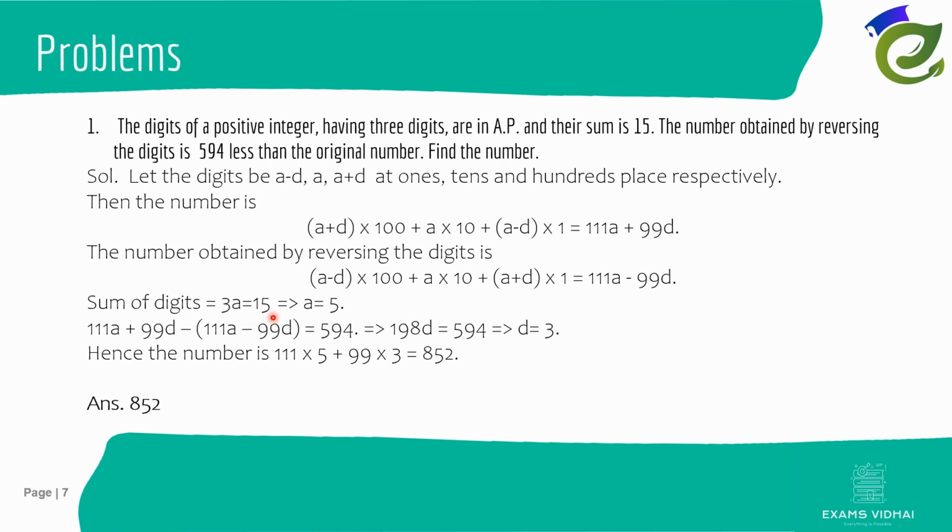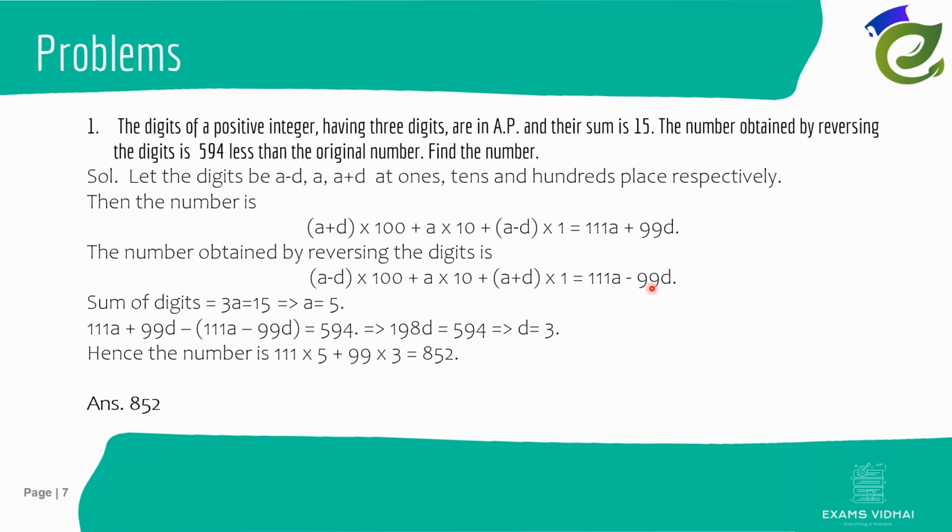Now the sum of the digits would be 3a. That's the actual reason why we have taken them to be a minus d, a and a plus d. Given that it's 15, a would be 5. Now let's use the condition. The original number would be a plus d into 100, because a plus d is the digit in the hundreds place, plus a into 10 because it's in the tens place, plus a minus d into 1, which will give you 111a plus 99d. When you reverse the digits, a minus d will go into the hundreds place, a will remain in the tens place, and a plus d would go to the ones place. It would be 111a minus 99d.